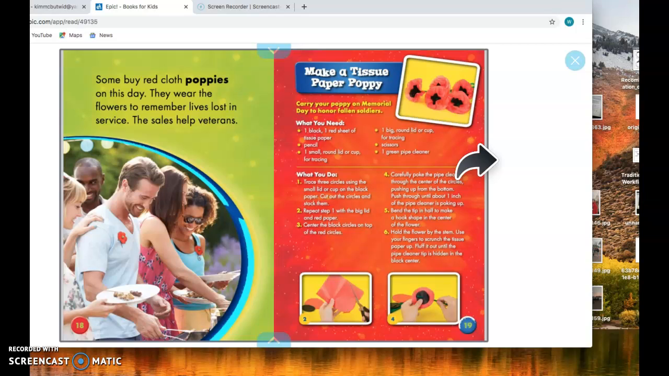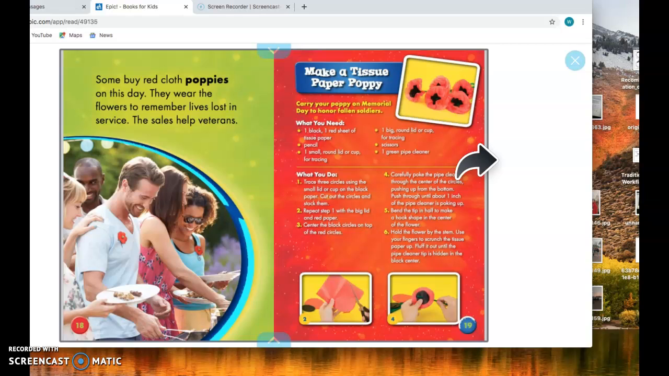What you do: trace 3 circles using the small lid or cup on the black paper. Cut out the circles and stack them. Repeat step 1 with the big lid and red paper. Center the black circles on top of the red circles.